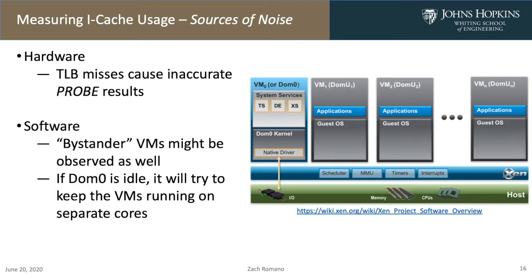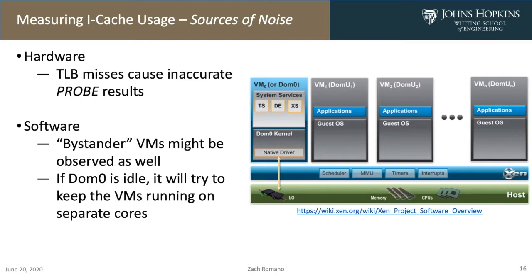Next we're going to get into some sources of noise. Our process here for measuring the cache is great, but obviously not perfect. There's a couple of main sources of noise. First we'll talk about hardware sources of noise. The main one here is TLB misses, which cause very high and inaccurate probing results. A TLB is a cache that translates from virtual addresses to physical addresses. On the first probe that we do, there's always a TLB miss, so those timings are going to be abnormally high. So we always discard the first probing result.